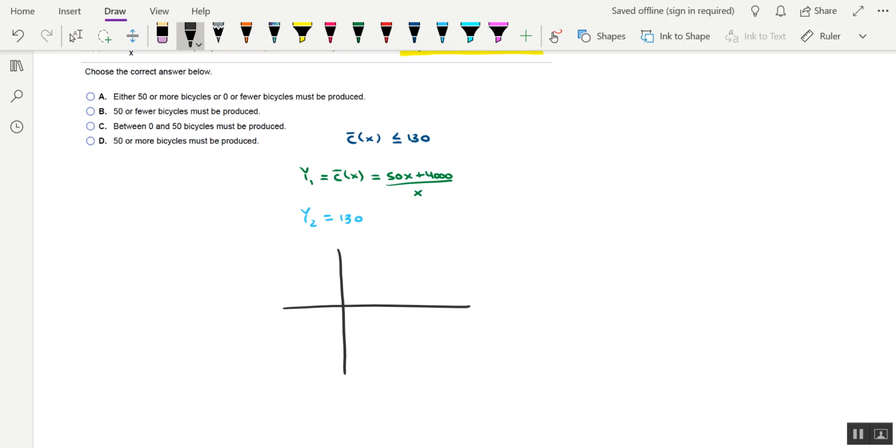Alright, so let's go to our graphing calculator. In the y equals menu, I'm going to clear out any equations I had in there. For the numerator of this rational function, I suggest using parentheses. We want the calculator to know that 50x plus 4,000 is the entire numerator. Close off parentheses, and divide that by x. Then go down to y2 and type in 130.